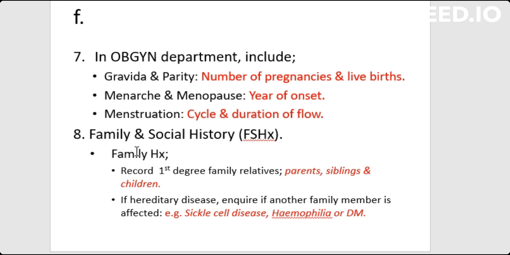In family history, you need to record the number of first-degree relatives the patient has, for example, the siblings, the parents, and the children. And if you are anticipating a hereditary disease, you need to inquire if another family member is affected.